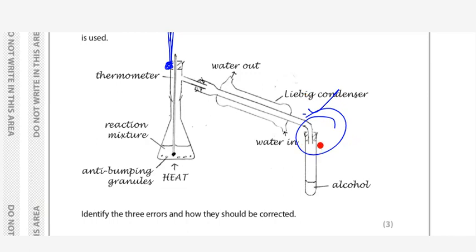Correction: you can remove the bung at the receiving end, the receiving tube. You can remove the bung, or attach a receiver adapter and connect it to the fume cupboard. If you feel that the products are toxic, you can say remove the bung at the receiving end, or attach the receiver adapter and connect it to the fume cupboard.